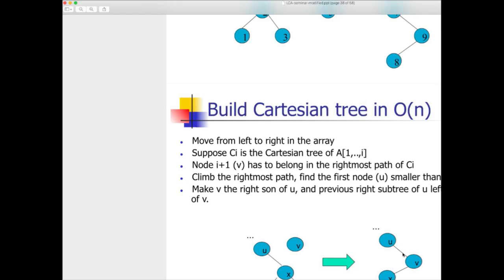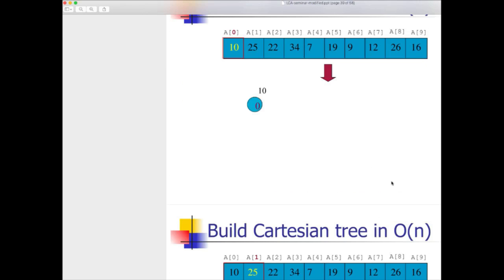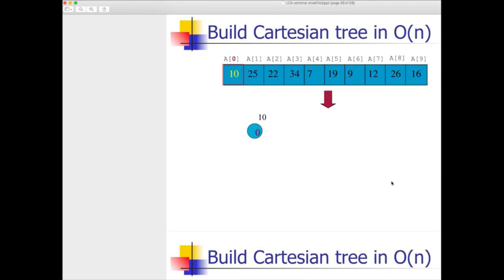So you start off with U, X, and then V wants to join this tree. The way you join it is by separating out U and X and inserting V in the middle, and X becomes its left child, so that when you do the DFS traversal of this tree, you get back the array that you started off with.